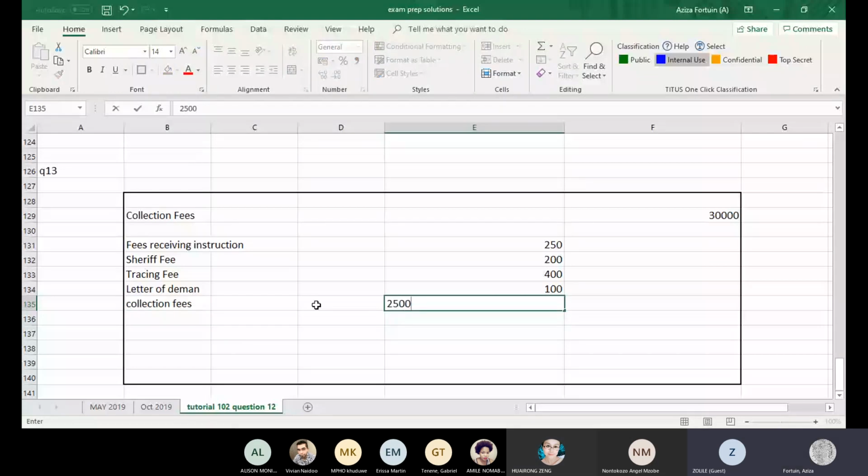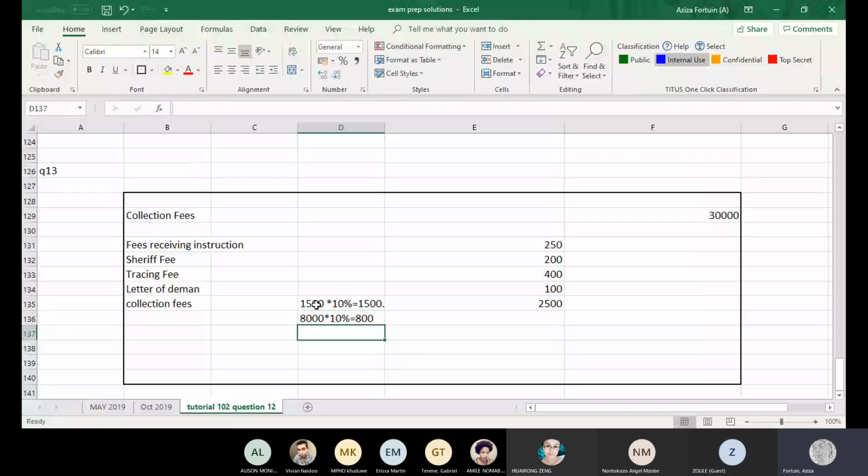Okay, let's just show them how we got to the 2,500. So 15,000 times 10% equals 1,500, but we limited to 1,000. And then 8,000 times 10% equals 800. And the last one was the 7,000 times the 10% equals the 700. So that's how we got to our 2.5. Okay, anything else?